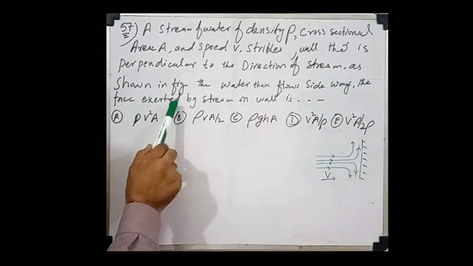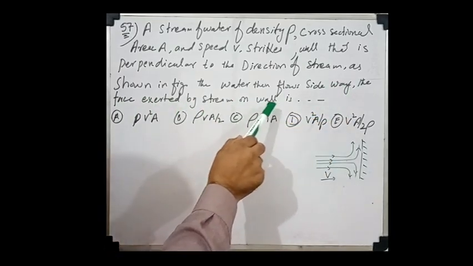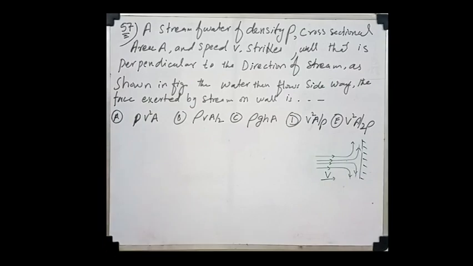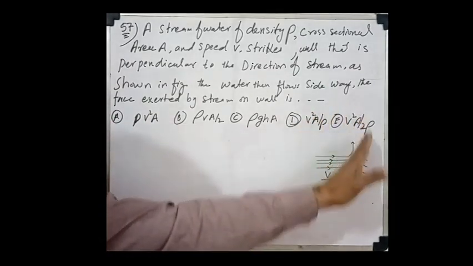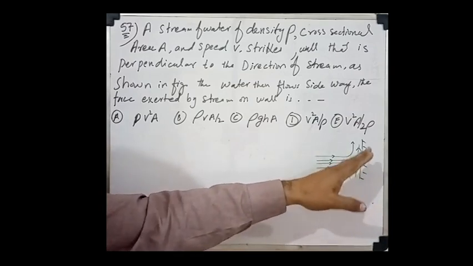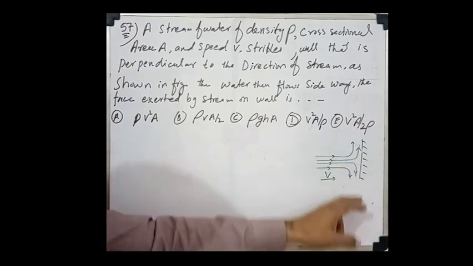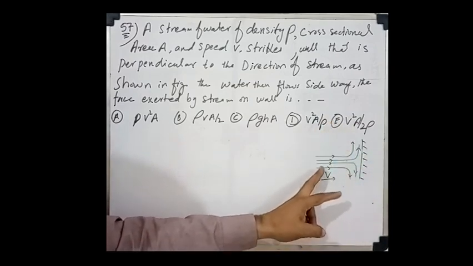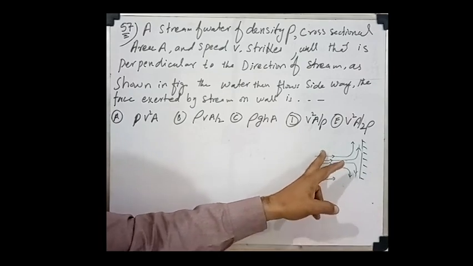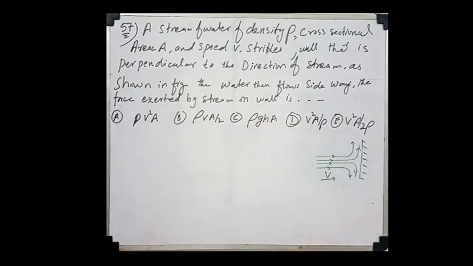The force exerted by the stream on the wall is, we have a stream of water that is flowing perpendicular to a wall. It strikes the wall and after striking it moves sideways. So we have to find the force that this stream will exert on the wall. So we have to find a formula for the force exerted.